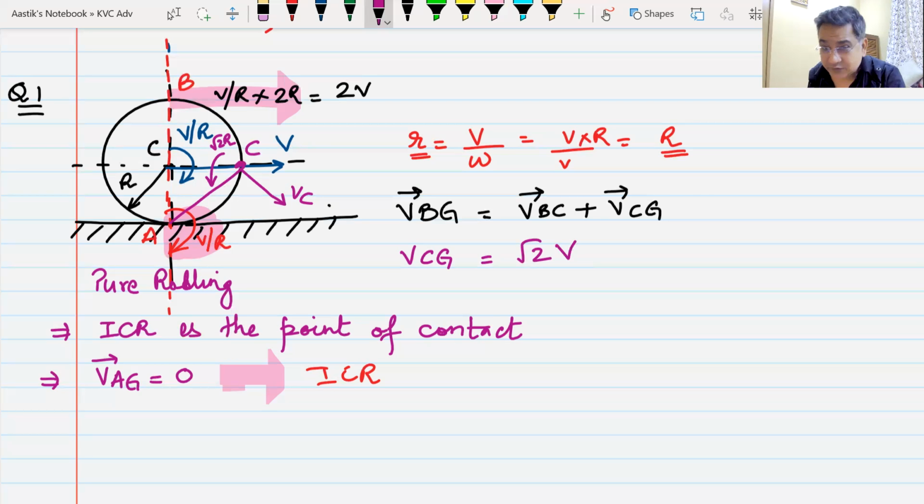Now I can resolve this into two components. One is the component along x, which gives you the velocity of the center of mass. And one is the component along y, which will give you the omega of the center of mass. That is how we found it out. In the first case, now I am straight away getting the magnitude using the concept of instantaneous center of rotation.